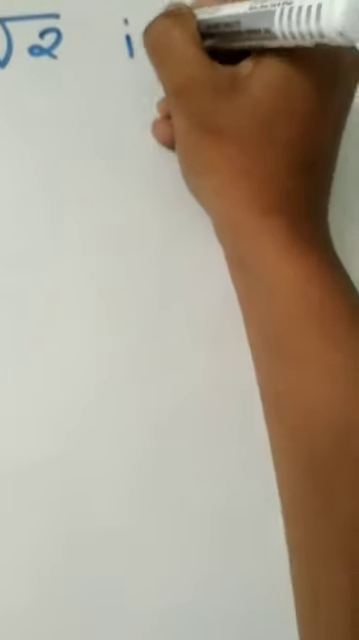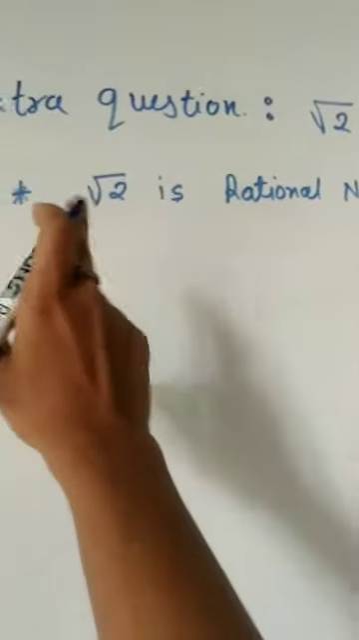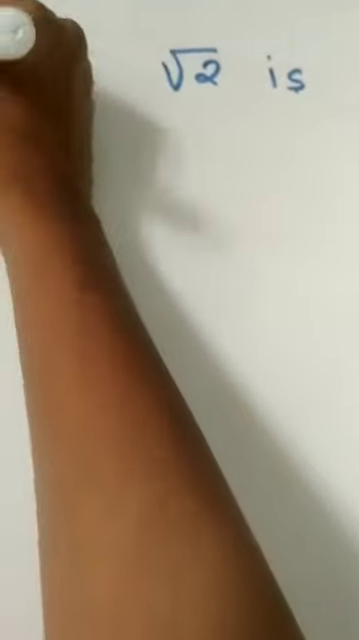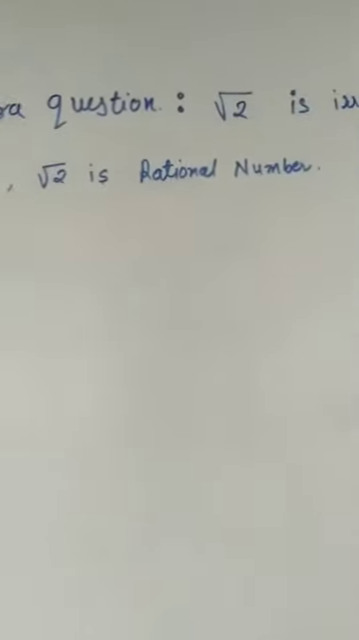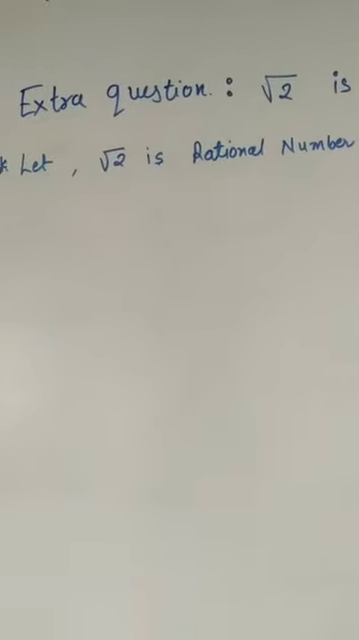So first we will guess. We will make a star and we will write that under root 2 is a rational number. This we have taken by ourselves. So here we will write, let under root 2 be a rational number.